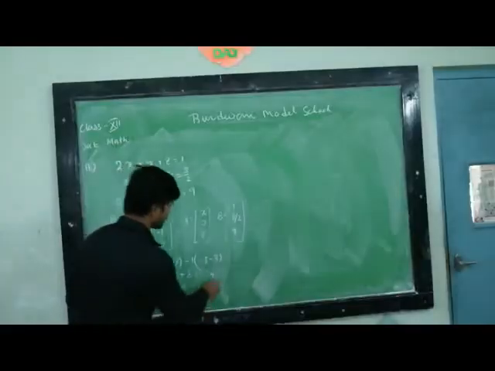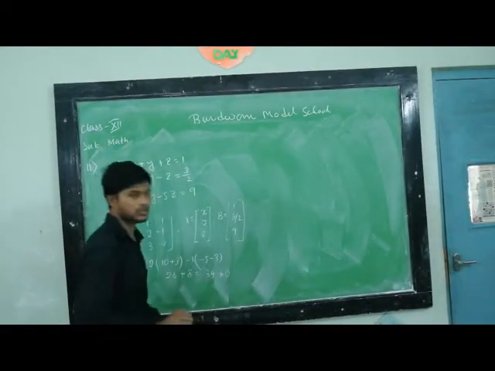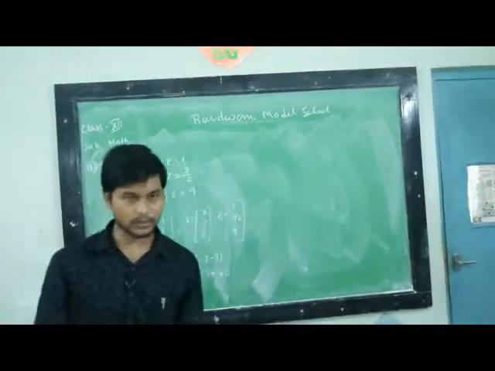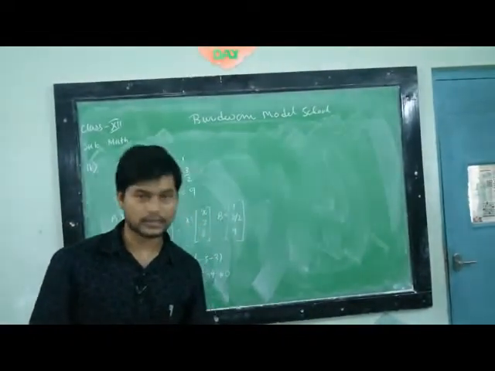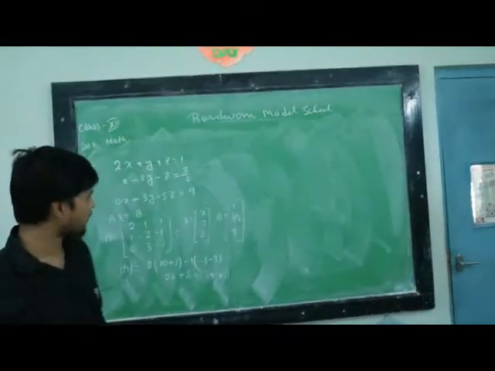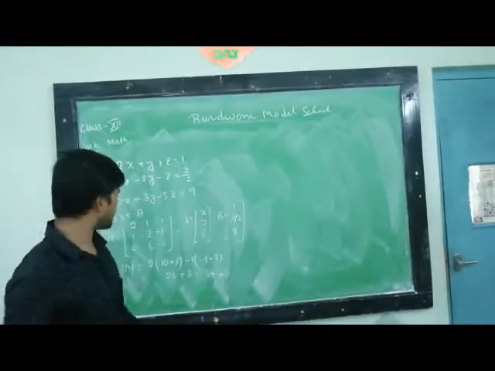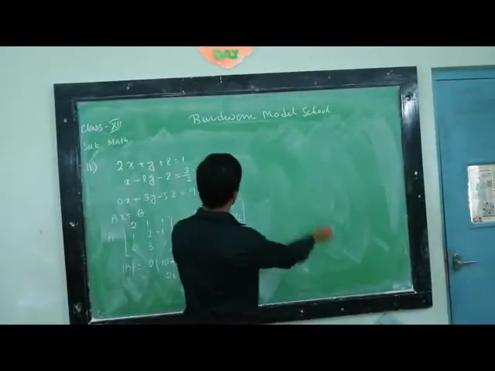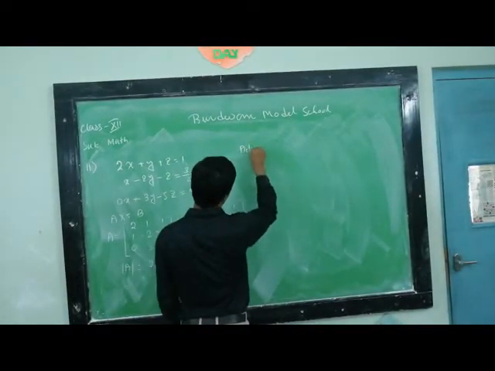That means mod A is not equal to 0. That means the matrix is a non-singular matrix, so it has a unique solution. Now we'll calculate the inverse of A. For that we have to calculate the adjoint of A first.